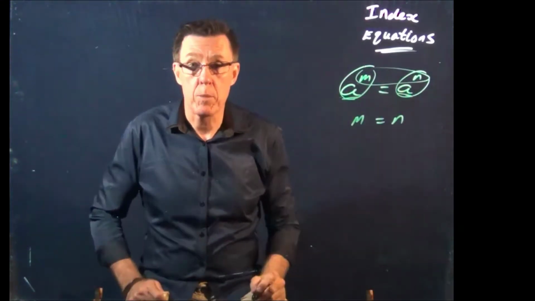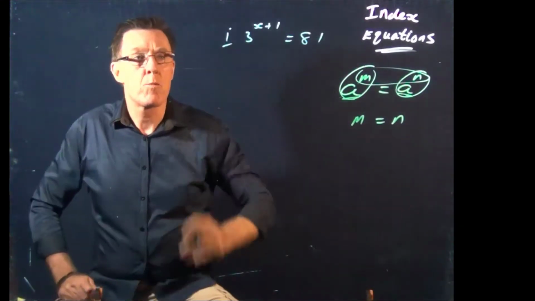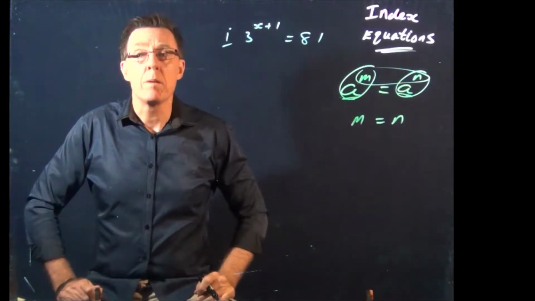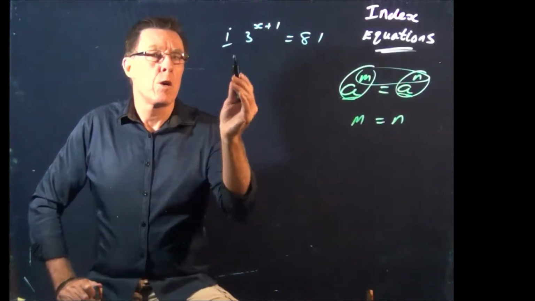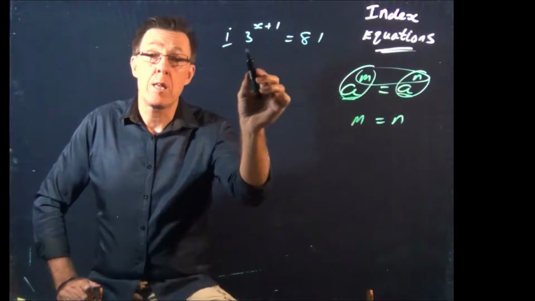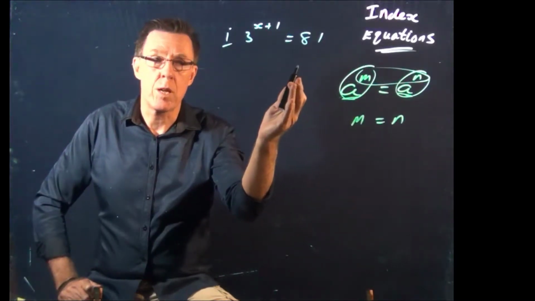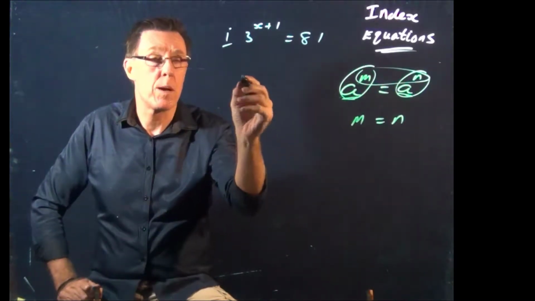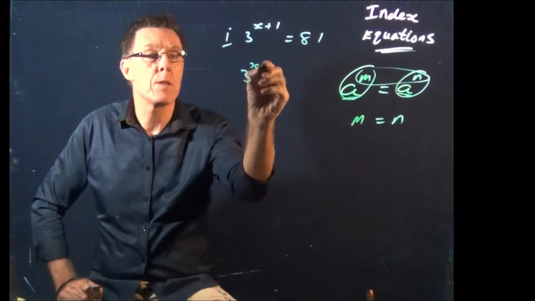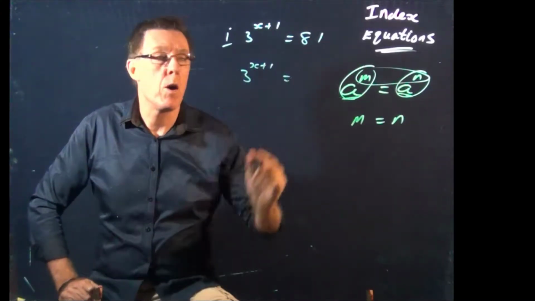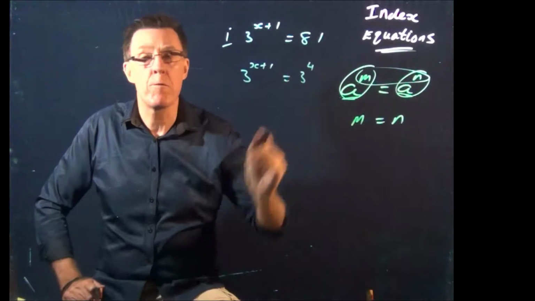So let's have a look at a couple of problems. Now, 3 to the x plus 1 is equal to 81. In these type of ones, you should be trying to look at the base and see if you can turn the base into the same value. Well, 3 is base 3, so that's nice and easy. We're just going to leave it as that. But 81, I know that is 3 to the power of 4.